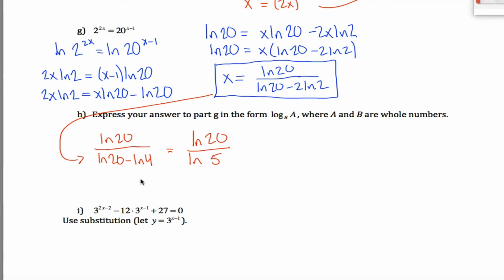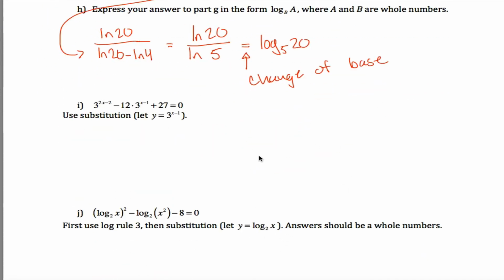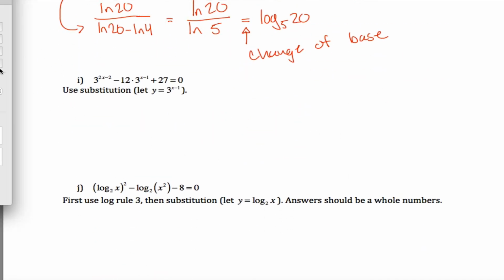Where'd that 5 come from? Well, I can use my second log rule that says if you have the natural log of something minus the natural log of something else, you can rewrite that as the natural log of the quotient of those two things. That gets me here. And now I can use my change of base formula to say that this is the log base 5 of 20. Which is the form it wanted it in. All right, 2 more. Whew.